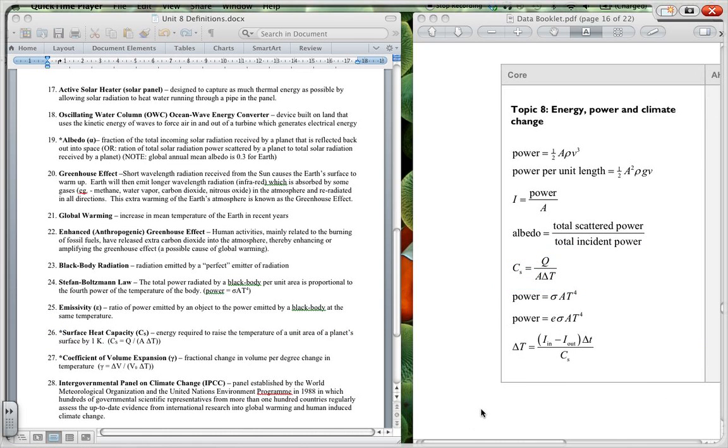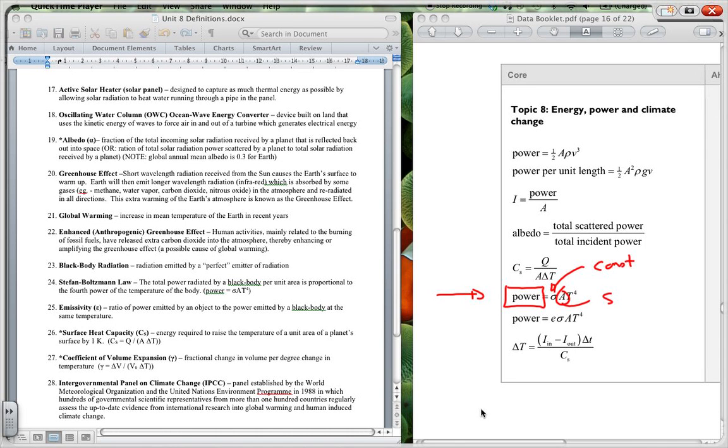Here we have Stefan Boltzmann's law. This is to deal with black body radiation, perfect emitters, and the power radiated is proportional to the fourth power of the temperature in Kelvin. So this is Stefan Boltzmann's constant. You can find that in the data booklet. This is a constant, Stefan Boltzmann's constant.